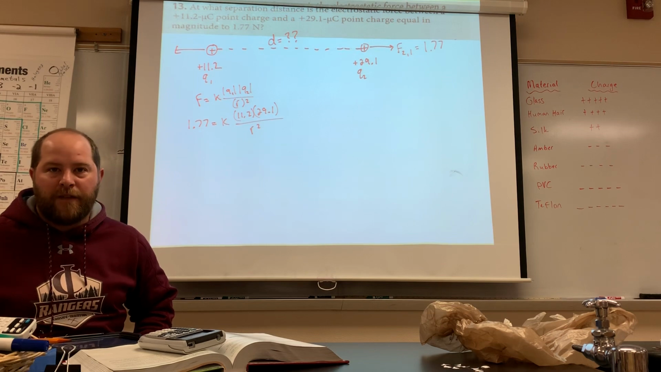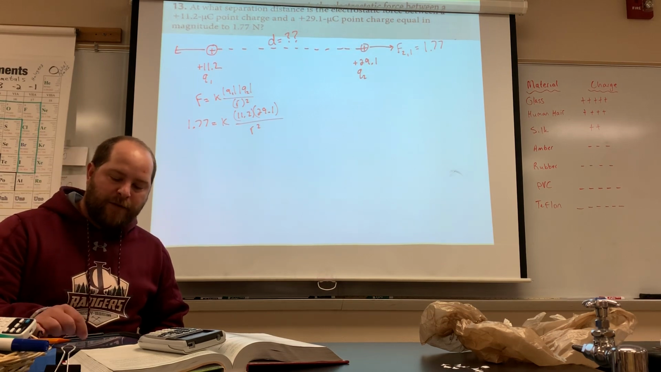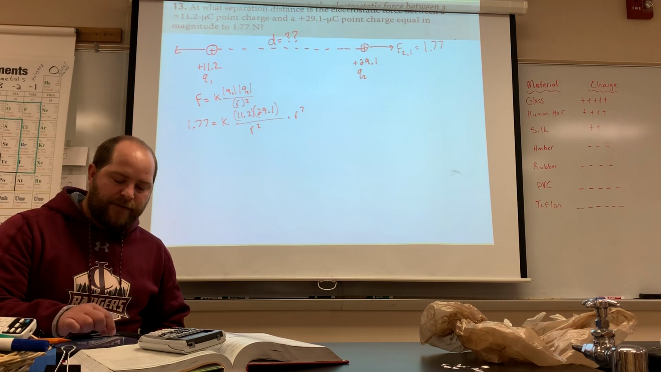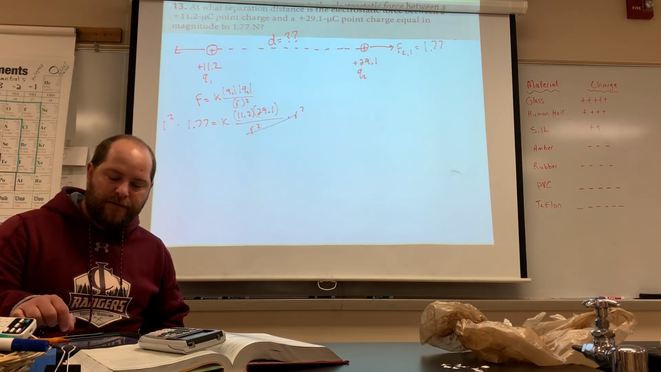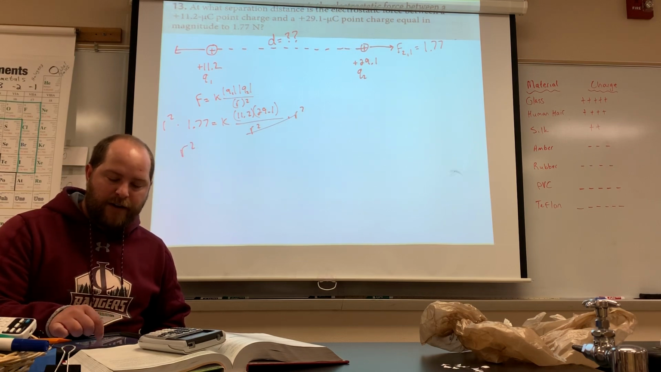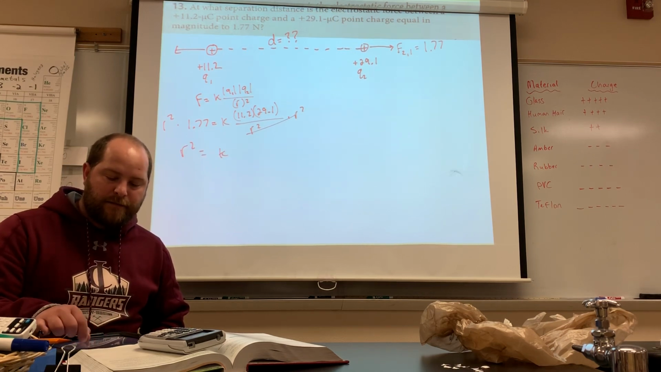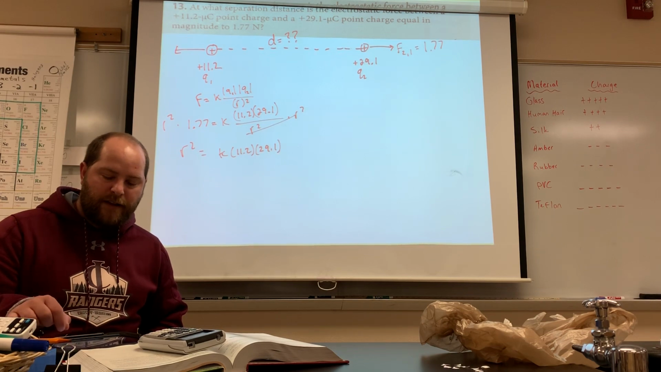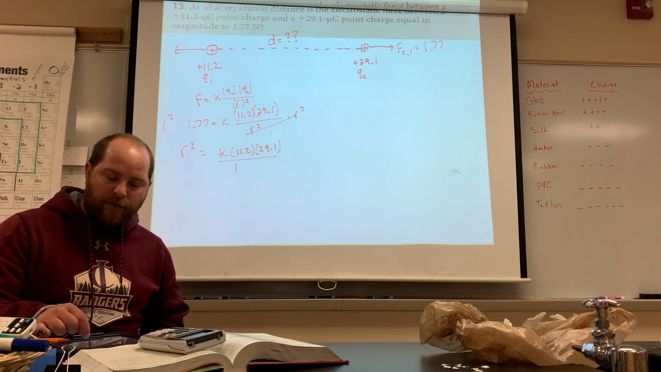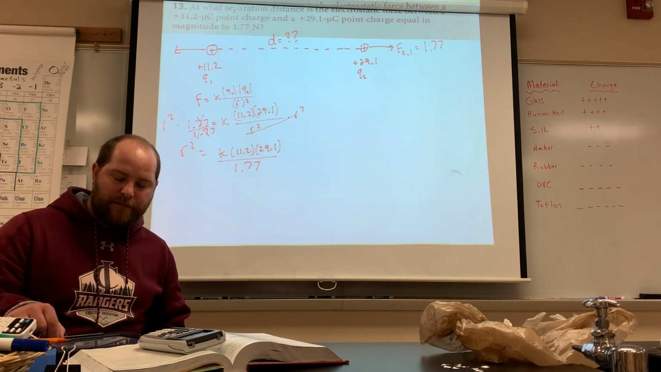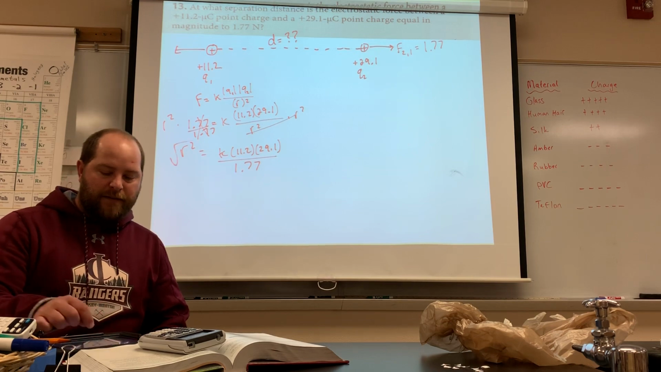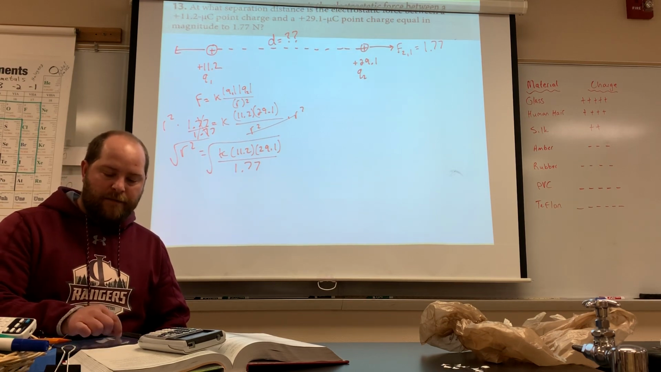So now we're just going to solve that for R. So multiply each side by R squared, just doing our algebra. Multiply this side by R squared. And then you're going to divide. So R squared equals K times 11.2 times 29.1 when I'm simplifying it. And then we'll divide by 1.77. So then that'll cancel out. And we're close. We'll have to take the square root of it to get our R.